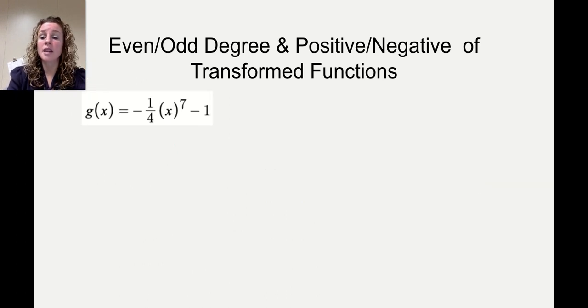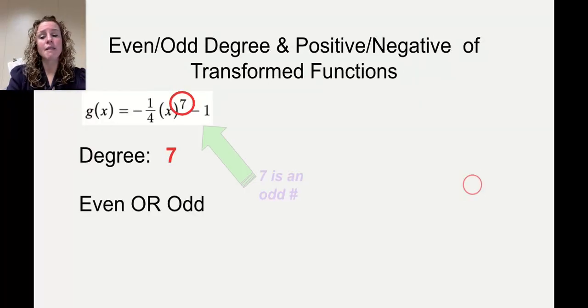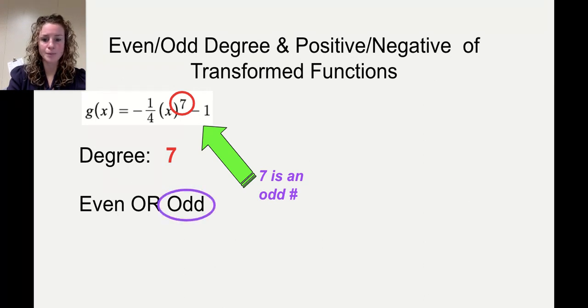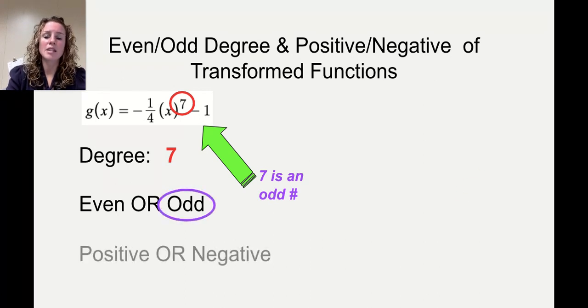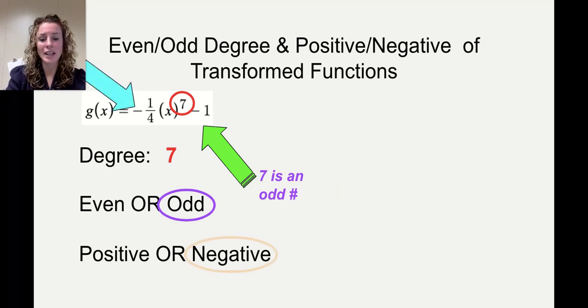Okay, here's another transformed function here. Notice my degree, the exponent is 7, so therefore the degree is 7. Since 7 is an odd number, that means my function will have an odd degree polynomial. Okay, then we look at positive versus negative. We don't really care about the 1/4 in front. Remember, that's going to be vertically compressing my graph. We just care that there's a negative sign out front. So that tells me my graph is going to be negative or reflected in terms of transformations.